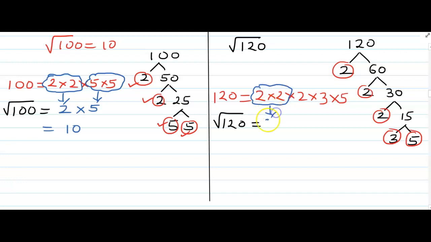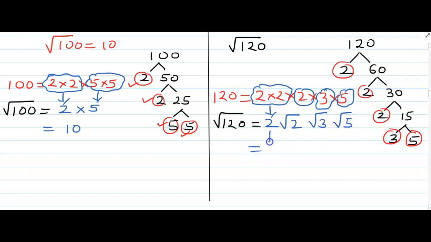I write down 1, 2 here. This 2 is not paired with anyone, so write down with a square root sign. Again, this 3 is not paired, write down with a square root sign. And this 5 is not paired, write down with a square root sign.